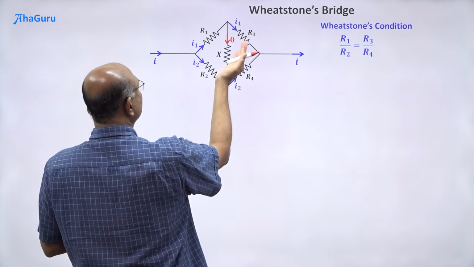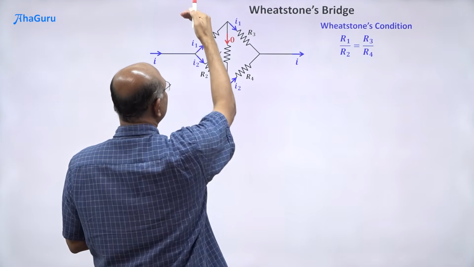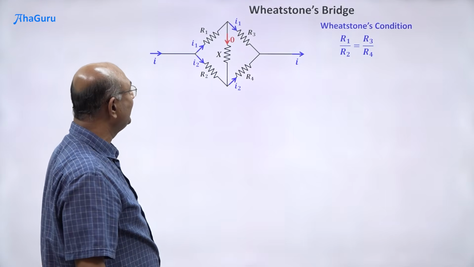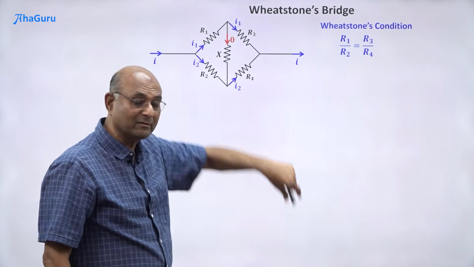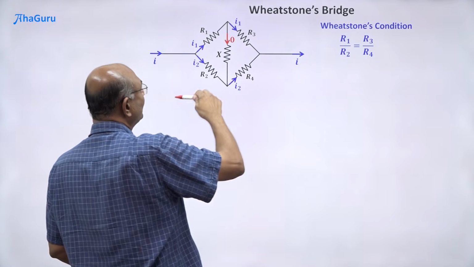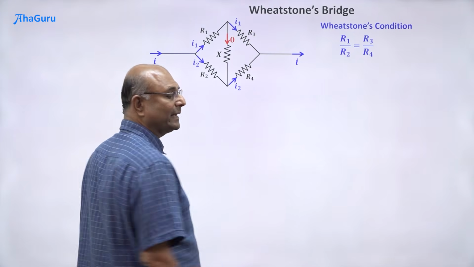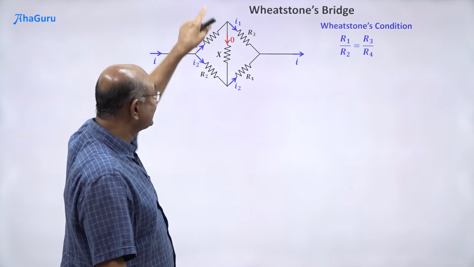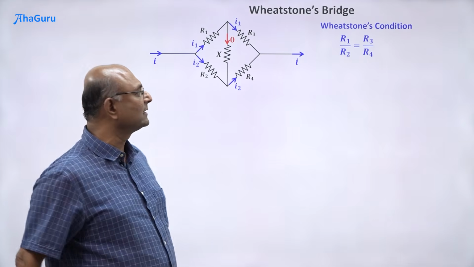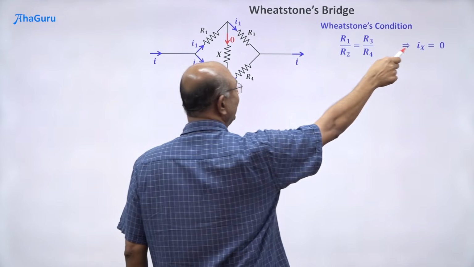This is the bridge. This side of the bridge, that side of the bridge. This side of the bridge, the resistors have to be proportional to that side of the bridge. So R1 by R2 is equal to R3 by R4. X has zero current. So the current in X, Ix, is 0.